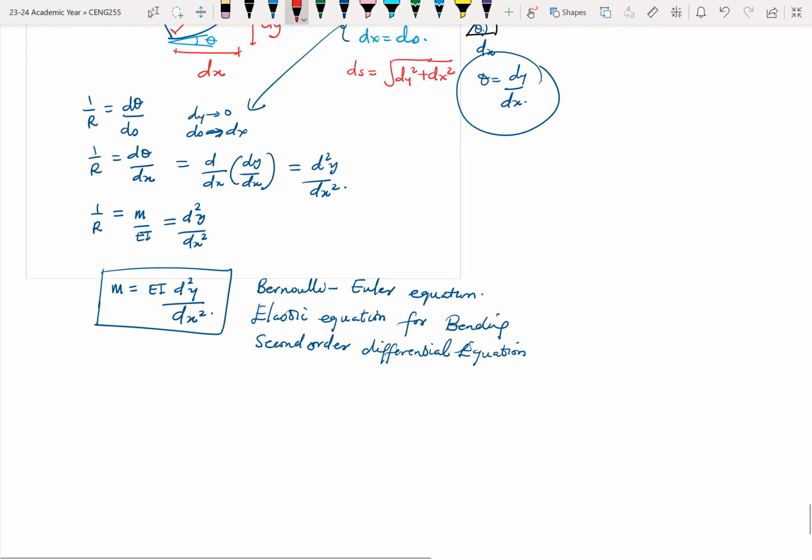So what's all this about? What this means is that if you have a beam, you apply some load to it, right? This shape, this elastic curve, right? This shape can be drawn using some form of the bending equation. Okay.